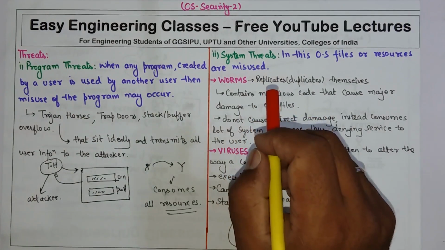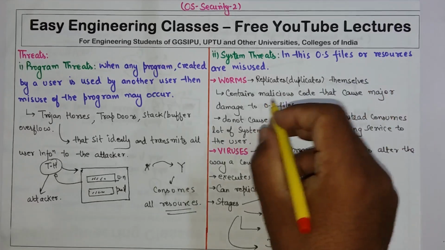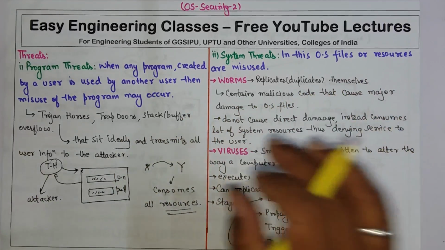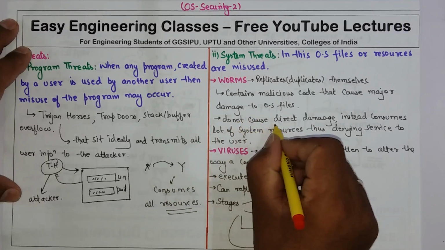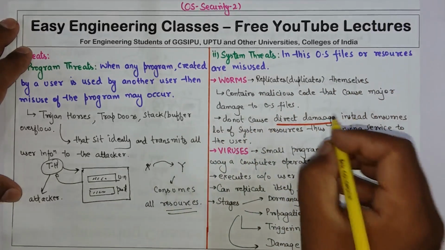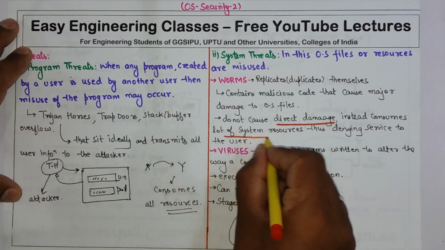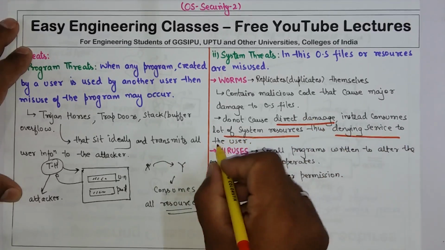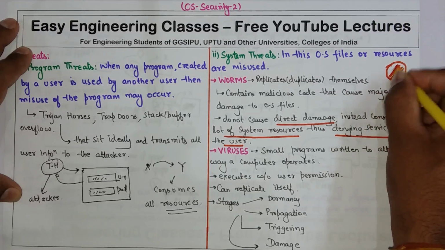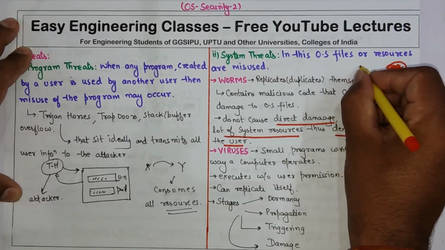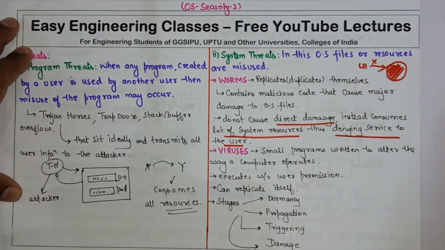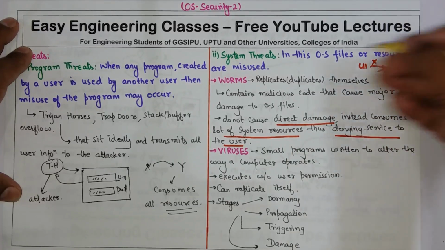So worms are small computer programs that replicate or duplicate themselves. These worms contain malicious code that causes major damage to the OS files. Now the worms don't cause direct damage. It is not like a worm deletes a file or modifies the files. Instead, they consume a lot of system resources, thus denying service to the user. For example, if most of the resources of the OS are consumed by worms and a user U1 makes some request to the OS, then this service is rejected by the OS because the OS resources are themselves consumed by the worms.